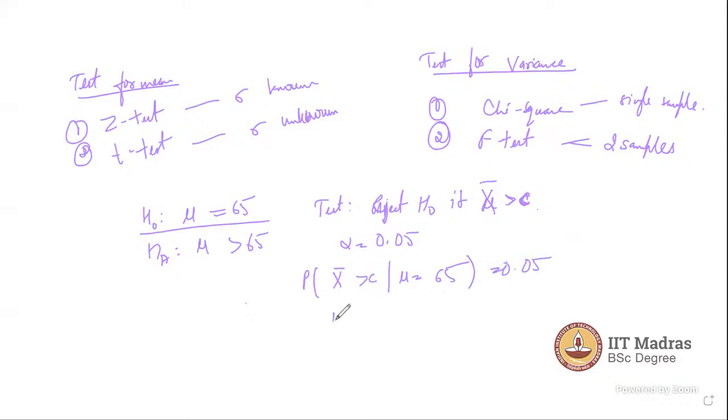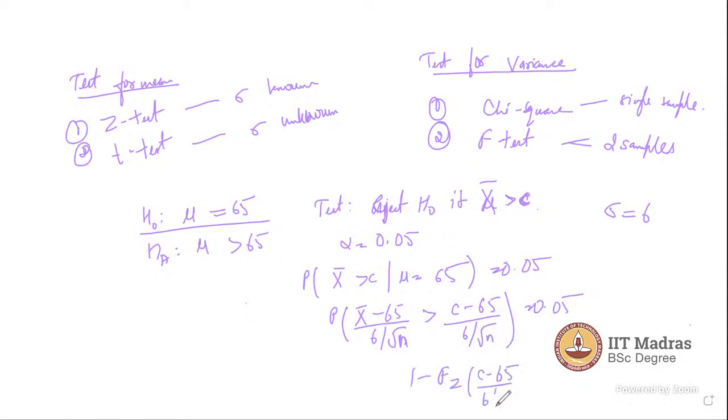So you normalize it: X bar minus 65 upon sigma upon root n. Sigma I think was given to be 6. We have to find the sample size, that is why I'm writing n here. So X bar minus 65 divided by 6 divided by root n is a normal 0, 1. Probability that this is greater than C minus 65 upon 6 upon root n is 0.05. So you solve it, you get 1 minus Fz of C minus 65 upon 6 upon root n equals 0.05. From there you will get one equation.